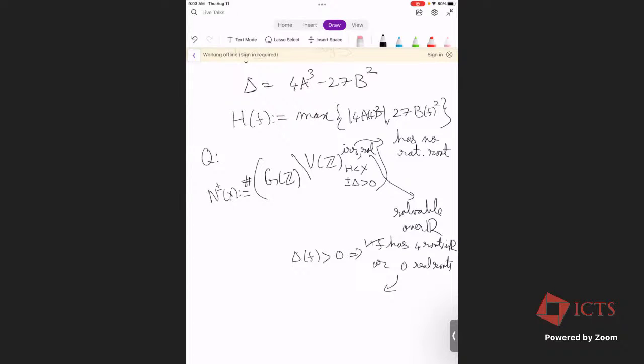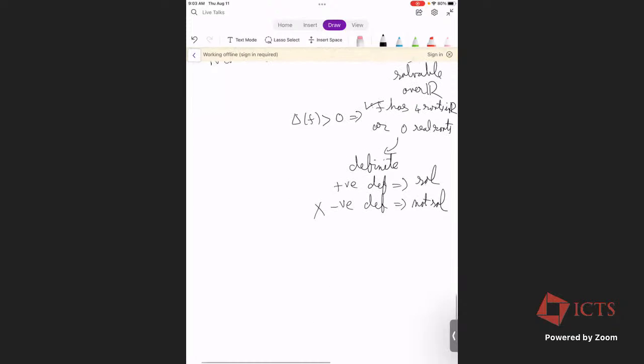So if it's got 0 real roots, then it's a definite form. And if it's positive definite, then it's solvable because it represents a positive number, which is a square. And if it's negative definite, then it's not soluble. And if it's not soluble, we don't want to count it, because our goal is to count Selmer groups of elliptic curves. So I'm going to throw out the negative definite forms because they're not soluble over R, they're not going to contribute anyway. If delta of F is negative, then F has two real roots.